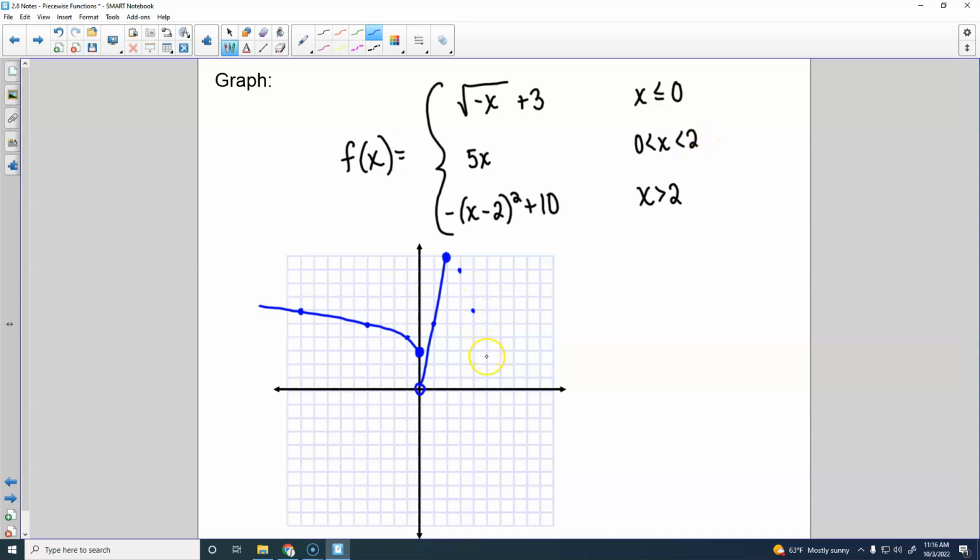2 plus 3 is 5, so 4 should be on 5. Yeah, 4 should be on 5. You're exactly right.